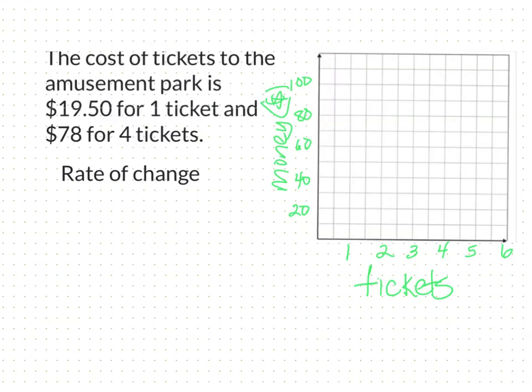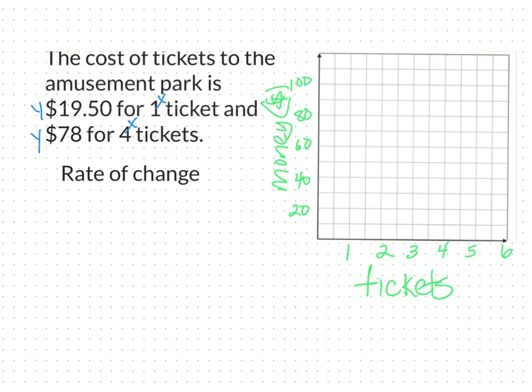All right, here's the last one. The cost of the tickets to the amusement park is $19.50 for 1 ticket and $78 for 4 tickets. Okay, so a couple things. Money is usually your y value, so that would make tickets my x value, just like time is always x. Okay, so I'm going to go ahead and graph it. You don't have to graph these, but we're going to look at it the same way.